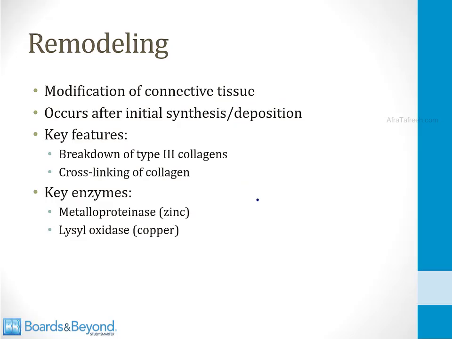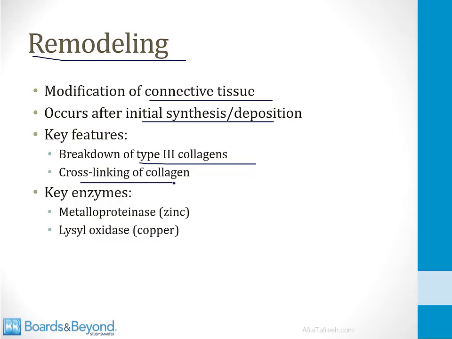So earlier I told you that the third process in scar formation is scar maturation, and that involves something known as remodeling. So remodeling refers to modification of connective tissue over time. After the initial synthesis and deposition of connective tissue by fibroblasts, it changes over time. One of the key features is the breakdown of type 3 collagens, as I mentioned before. They are replaced by type 1 collagens. In addition, there is cross-linking of collagen to make the scar stronger.